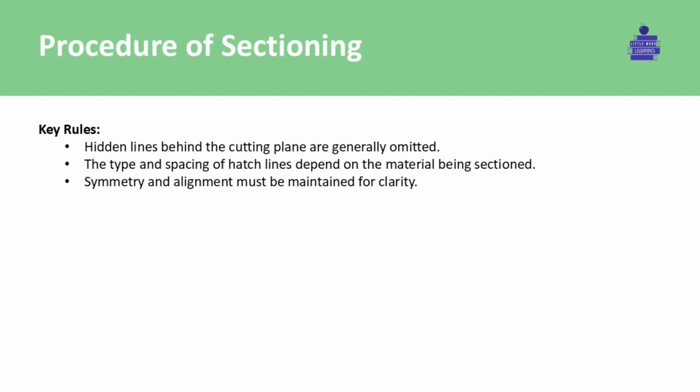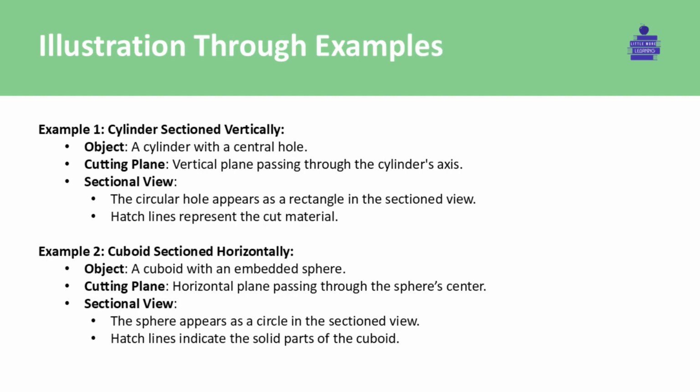And remember, just like in architecture, symmetry and proper alignment are absolutely essential. These elements aren't just for aesthetics. They help ensure that anyone reading your drawing can interpret it correctly. Let's bring our learning to life with some practical examples.